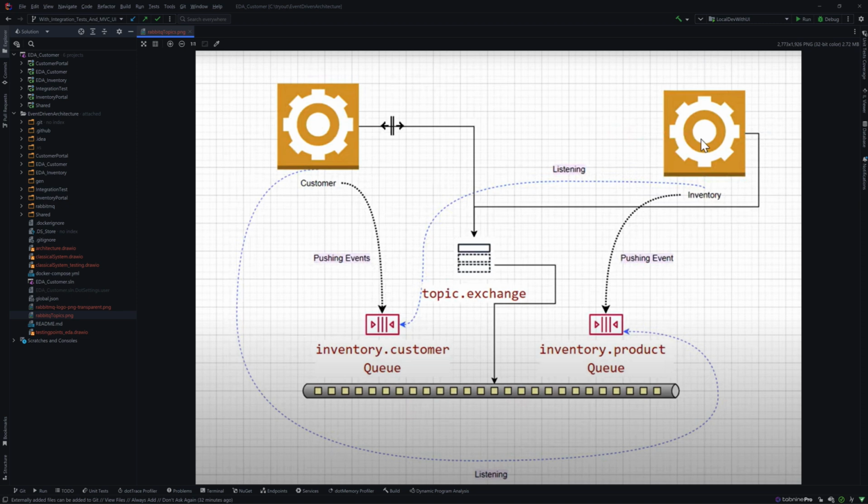All this communication, from the origin of creation of a product in the inventory and pushing that into a topic, to how the customer is going to read the topic from the product queue, is going to be discussed in this particular architecture. So let's go one by one. As you can see, this inventory is the place where the products are going to originate. Here in this inventory, we already have a controller to create a product. So we're going to create a product.